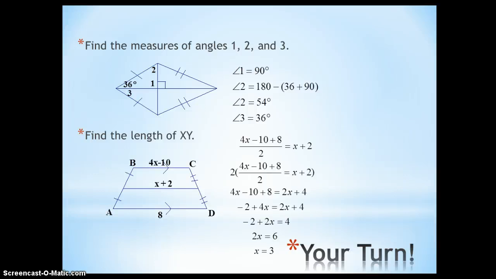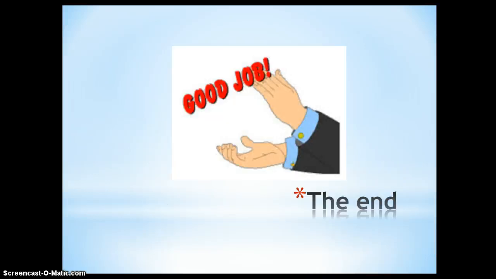Finding the measure of XY, again, we're going to set up our equation similar to the last one. 4x minus 10 plus 8, divided by 2, is going to give me x plus 2. And you can see the steps I took to solve it. You get x equals 3. Take a second and read through the steps. And then to find XY, we plug it back in. 3 plus 2 is 5. XY is going to be 5.